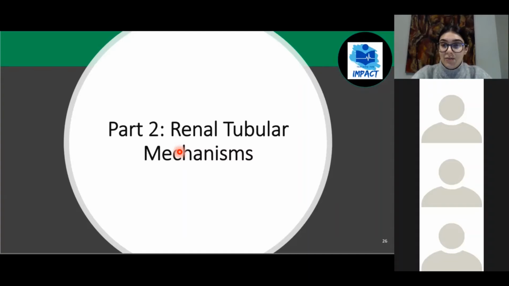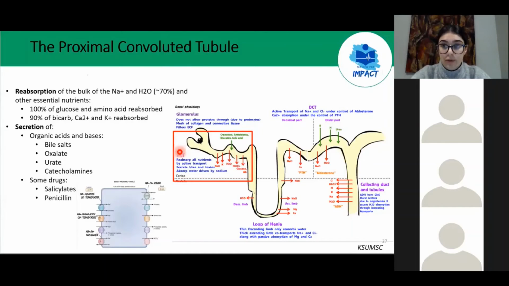This is a bit of a tricky topic because so many things happen in the tubules. So I'm just going to go in order of the tubules themselves, starting with the proximal convoluted tubule and going through each section to discover what happens at each one. The proximal convoluted tubule is the first part of the tubule after our glomerulus over here, and it is basically the workhorse of the tubular system.